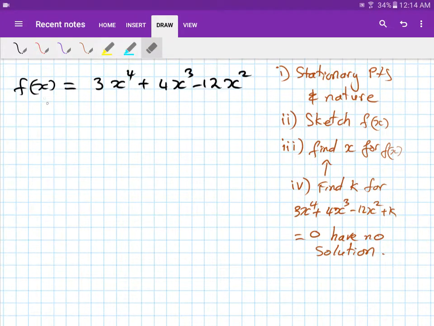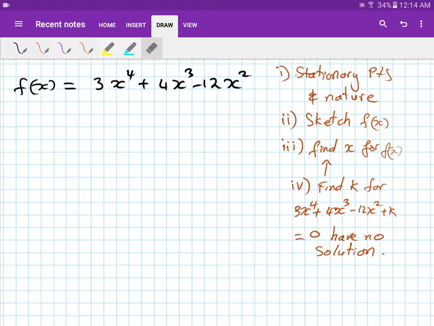For the function f(x), part 1: find the stationary points and determine their nature. Part 2: sketch the function f(x). Part 3: find the values of x for which f(x) increases. Part 4: find the value of k for which 3x^4 + 4x^3 - 12x^2 + k = 0 has no solution. Okay, we're going to do these 4 parts.